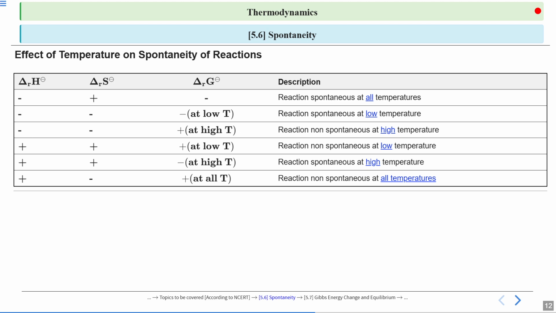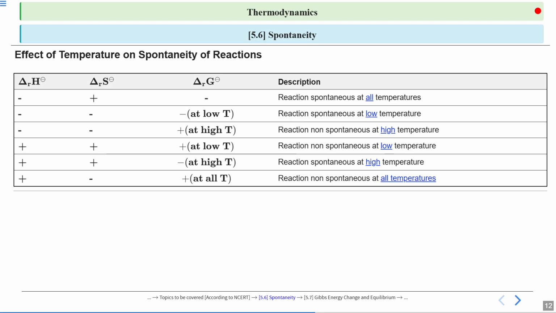We have a table here to justify all of these situations. First, if you have delta H negative and delta S positive, then in that case you will always get a negative Gibbs free energy change. So the reaction will be spontaneous at all temperatures. What you can do is simply take that equation and try different values, right? And you will get your answer.